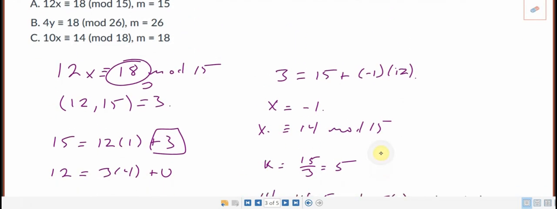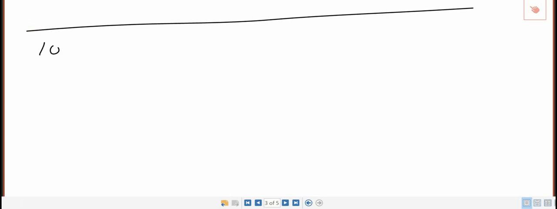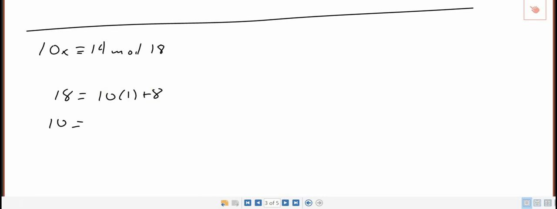So we can do another. Let's do C. 10x is congruent to 14 mod 18. So 10x congruent to 14 mod 18. Okay. So 18 is 10 times 1 plus 8. 10 is 8 times 1 plus 2. 8 is 2 times 4 plus 0. So my greatest common divisor is 2.